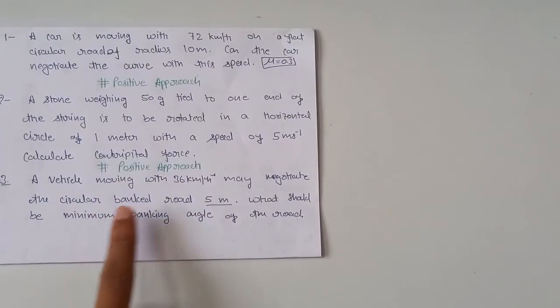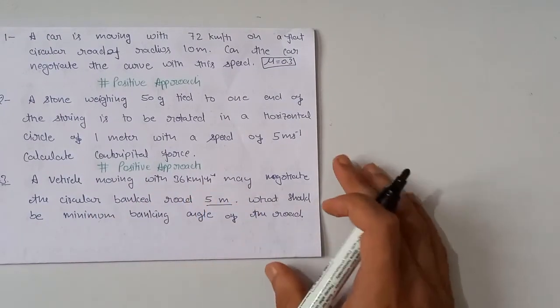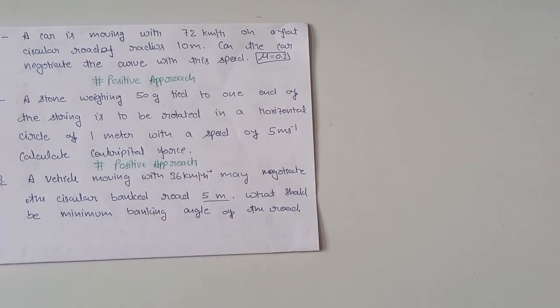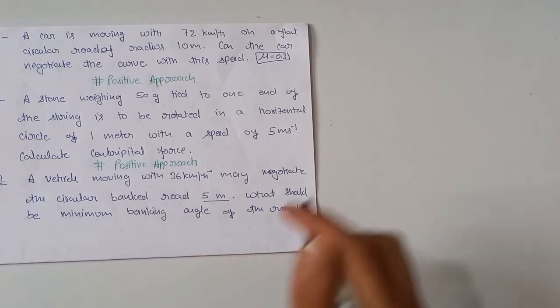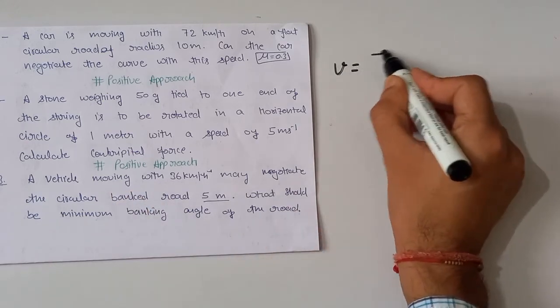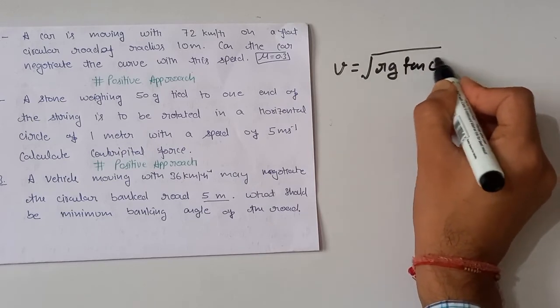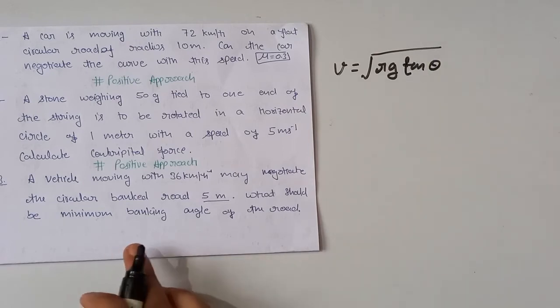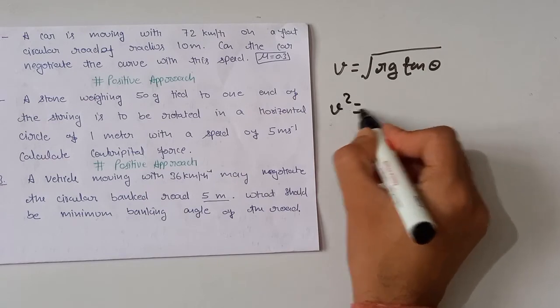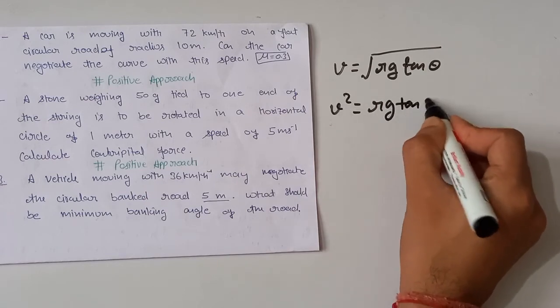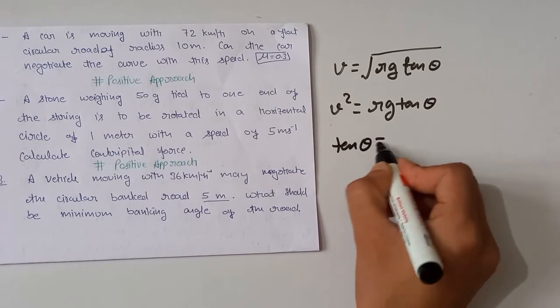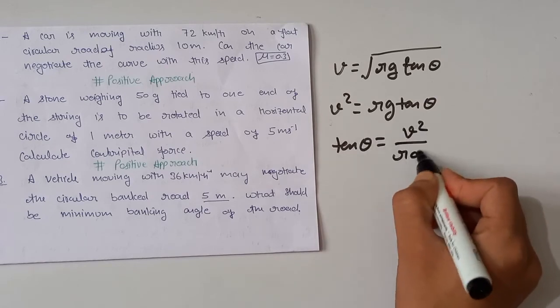Our third numerical: a vehicle moving with 36 km per hour may negotiate a circular banked road of radius 5 meter. What should be the minimum banking angle of the road? We know that when the road is banked, its maximum velocity to negotiate is under root of Rg tangent theta. We have to calculate the minimum banking angle of the road. Squaring both sides, we get V square is equal to Rg tangent theta. Here tangent theta is equal to V square divided by Rg.